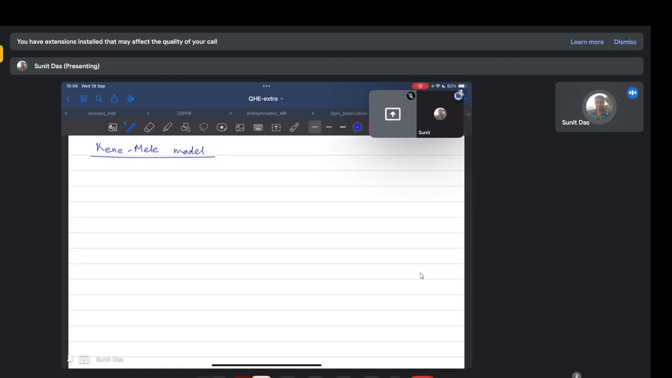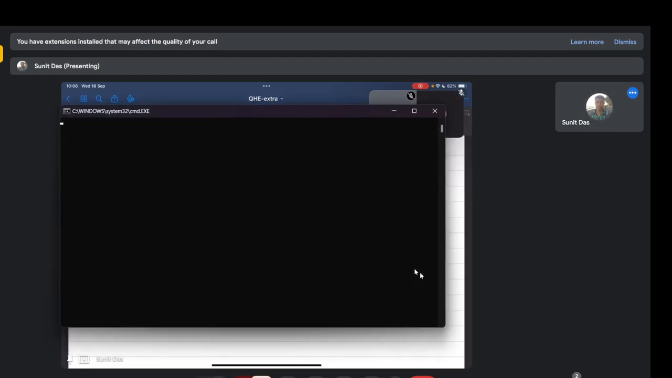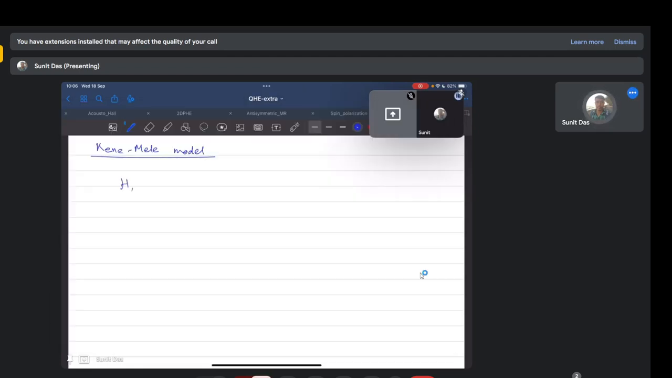Okay, so the Kane-Mele Hamiltonian, and this was discussed in a PRL 2005 paper by Charles Kane and E.J. Mele. So this is the paper. If you write it in second quantized notation, then the tight binding Hamiltonian looks something like this.